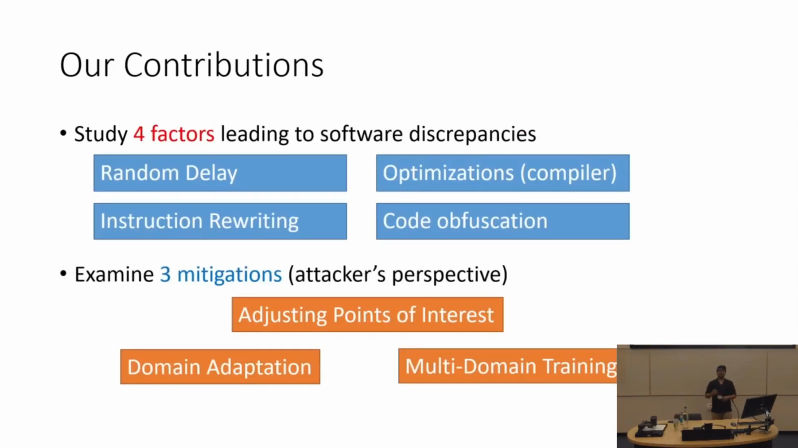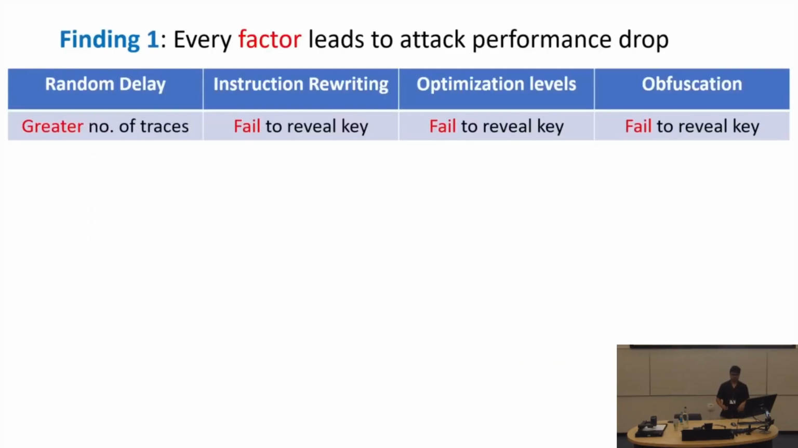So the four key factors leading to software discrepancies that we have narrowed down and conducted our experiments on are random delays, compiler optimizations, instruction rewritings, and code obfuscations. And from an attacker's perspective, there are three main mitigations that we explored: adjusting the points of interest of traditional models, domain adaptation, and multi-domain training.